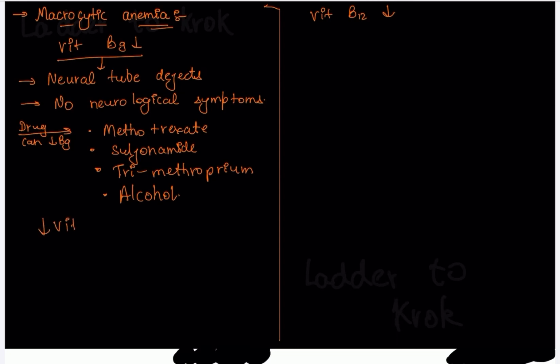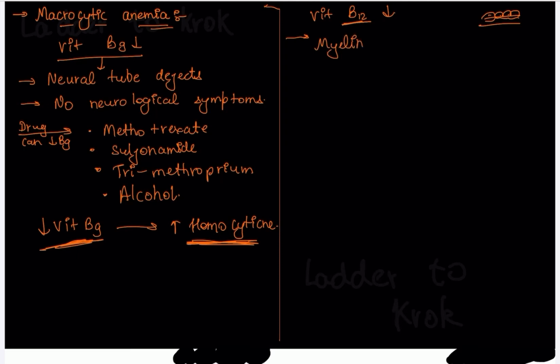And whenever there is a decrease of vitamin B9, then there is an increase of homocysteine. You study about this homocysteine in biochemistry, just remember here, in vitamin B9 deficiency there is an increase of homocysteine. In B12 deficiency, this vitamin B12 is very important in the formation of myelin sheath. You know, there is a neuron, and around the neuron there is a myelin sheath to help in conduction of nerve impulses. So there are defects in myelin sheath formation, so there are neurological symptoms.